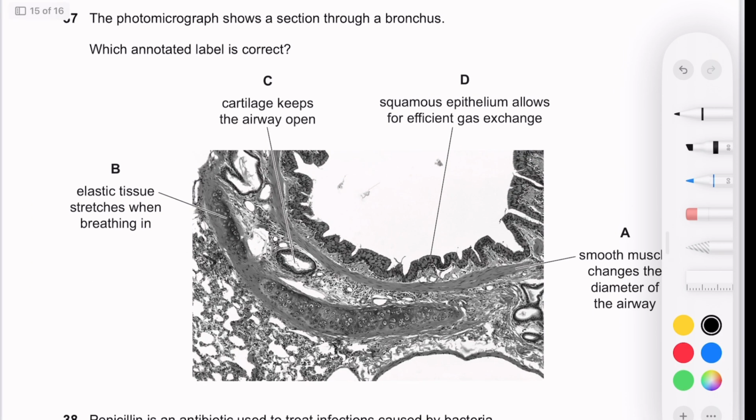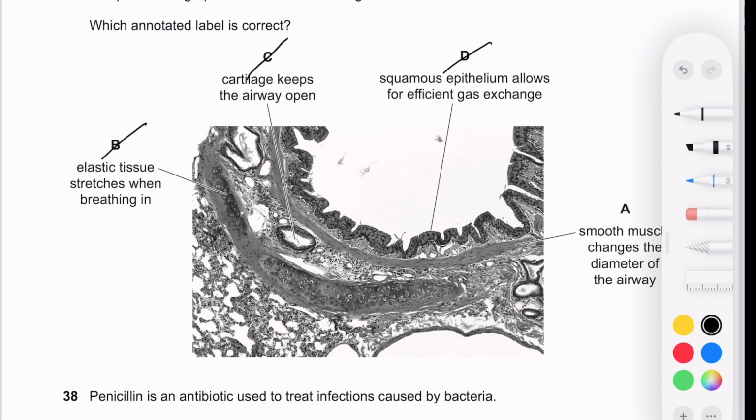Okay, 37. The photomicrograph shows a section through a bronchus. Which annotated label is correct? Cartilage keeps the airways open. Well, this is not really cartilage, this is a blood vessel. Okay, D. Squamous epithelial cells are not squamous epithelial cells. Alright, elastic tissue stretches. When this is cartilage, this is not elastic tissue. And smooth muscle changes the diameter of the airway, so the answer is A.